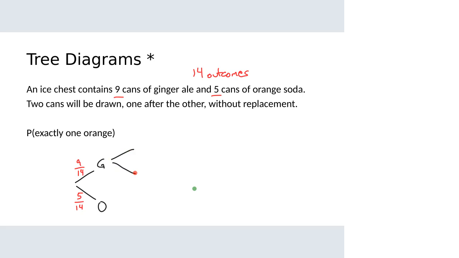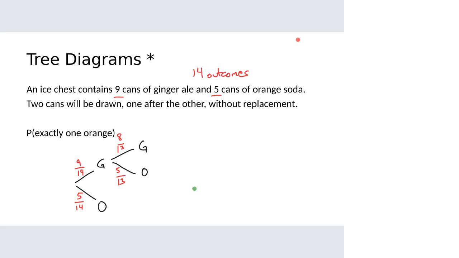All right, first one I got was ginger ale. The second one will come up here as ginger ale or orange. And those probabilities, let's see. I started with 14 cans. I took out a ginger ale. So I have 13 cans left, and 8 of those are ginger ale. There are 13 cans left. All 5 orange are still in there. So 5 out of 13 for orange.